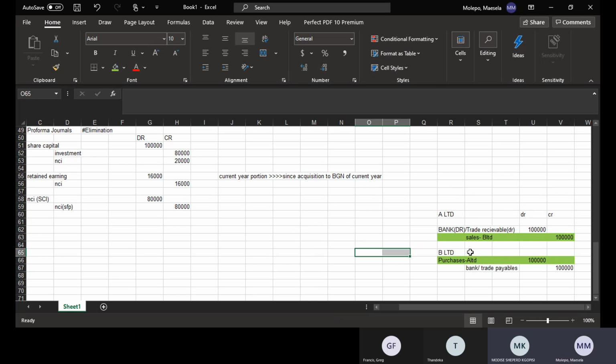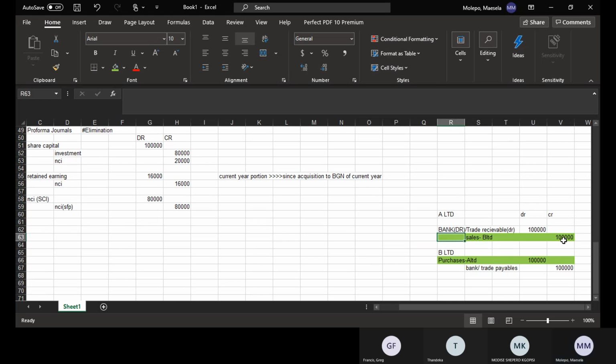Okay, so now we're going to do the elimination part, because here they said our parent sells inventory to B Limited. So it means we realized a profit. If there is any inventory which was not sold, that part is the one that needs to be eliminated.